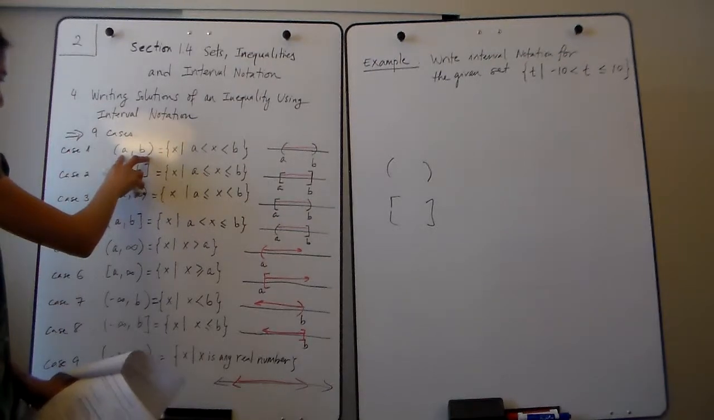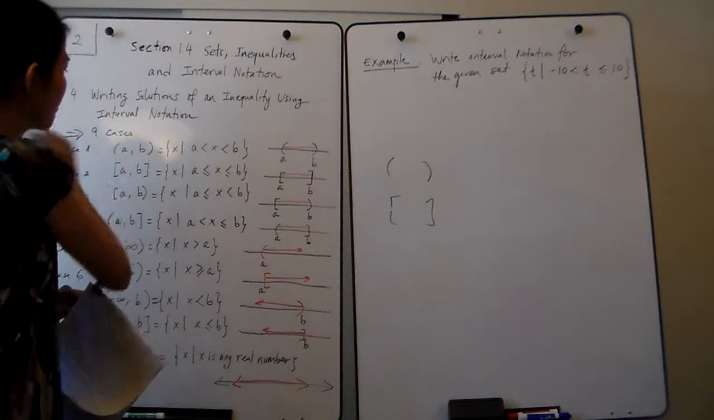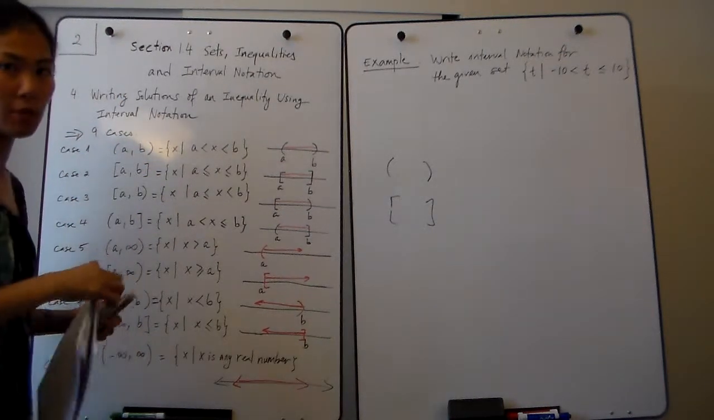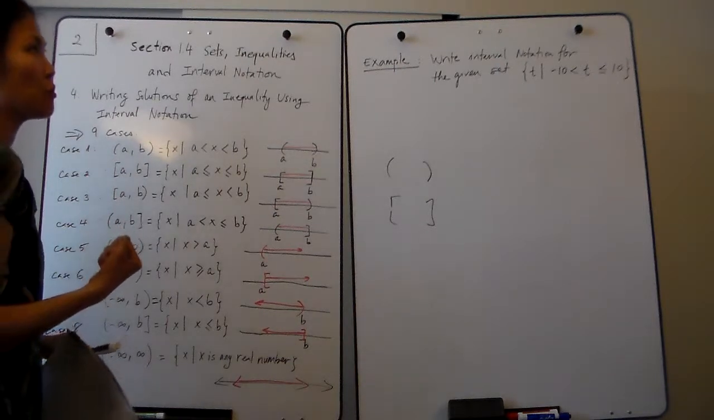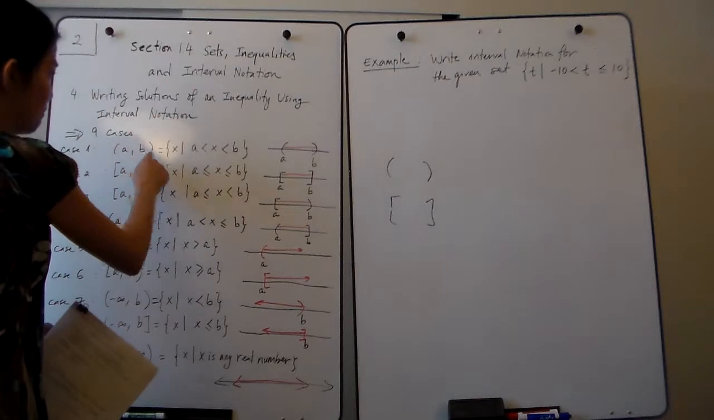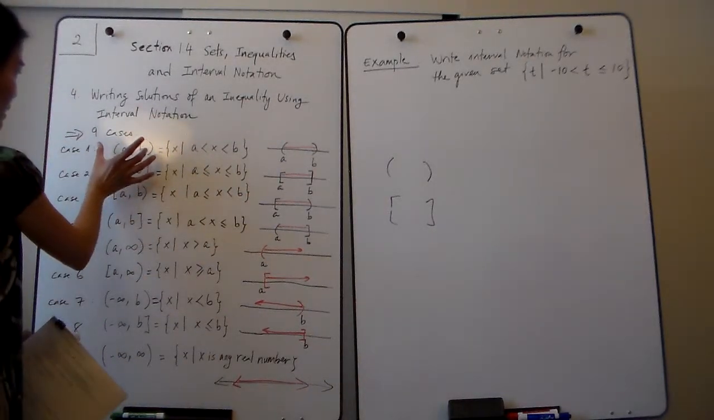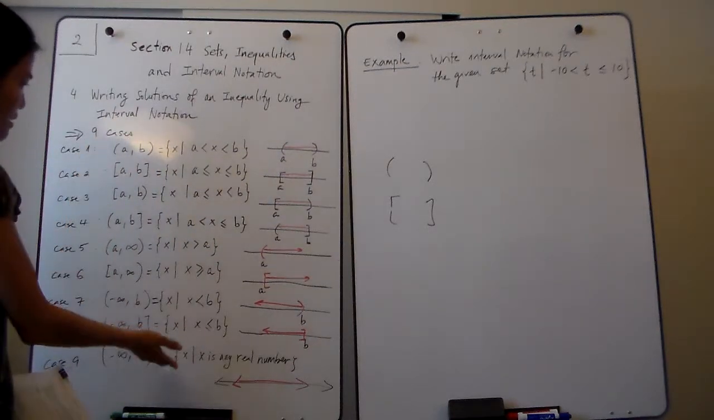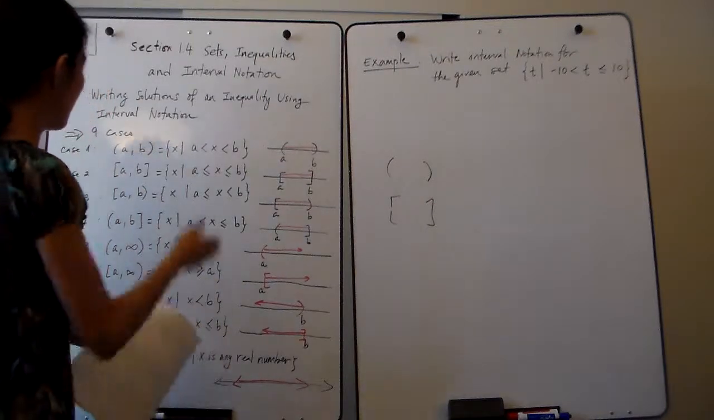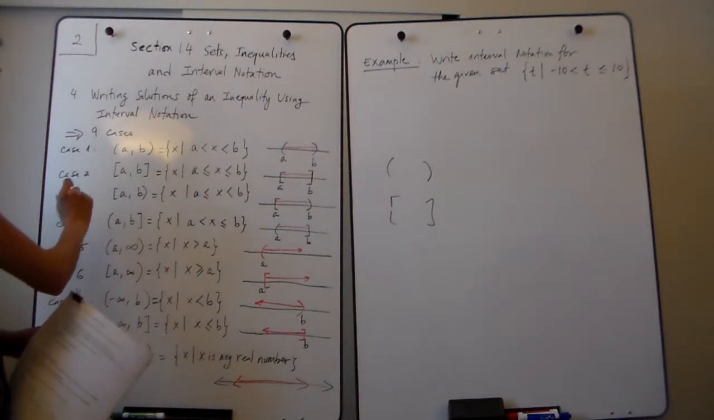Case 1, both parentheses, where x is any real number between these two endpoints, A and B. A, B are endpoints. Again, if we use parentheses, it means we don't include the endpoints A, B. This is the interval notation. This is the set notation. And this is the graph of the inequality on the number line.